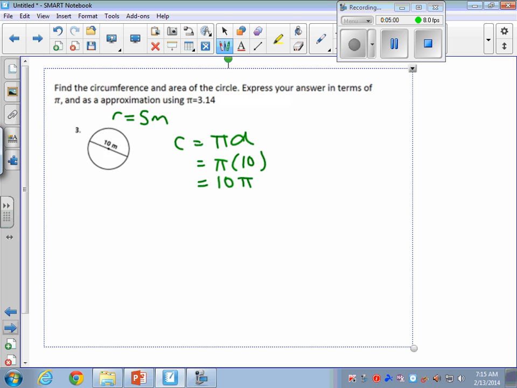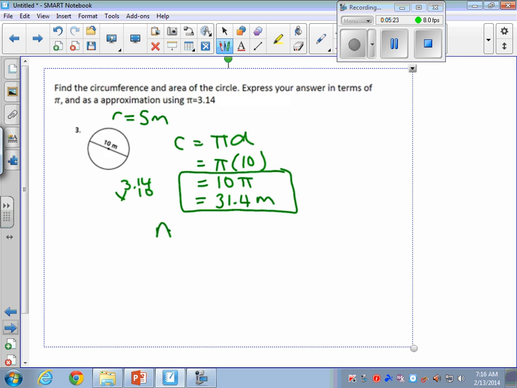And to multiply that out, if pi is 3.14, I need to do 3.14 times 10. An easy way to multiply by 10 is just to move the decimal point over one place to the right. So 31.4 meters. There's my answer in terms of pi and as a decimal.